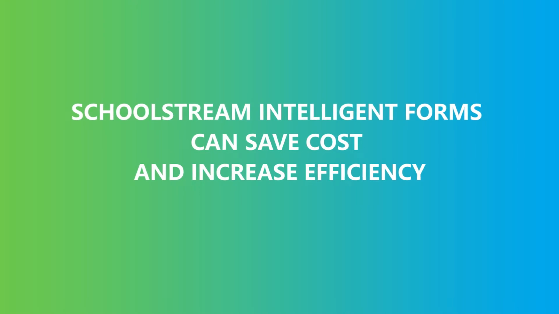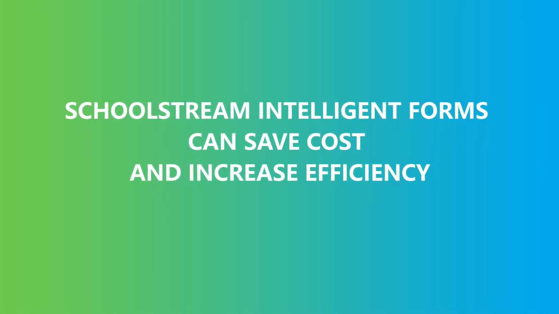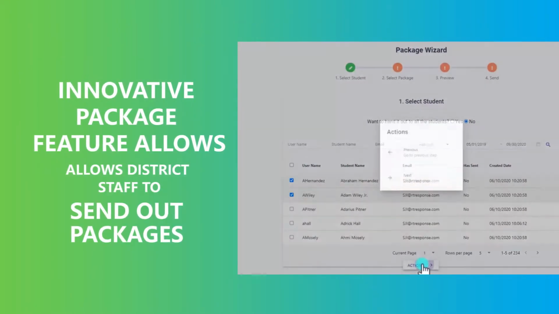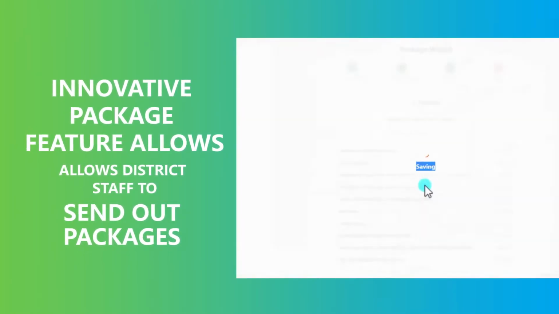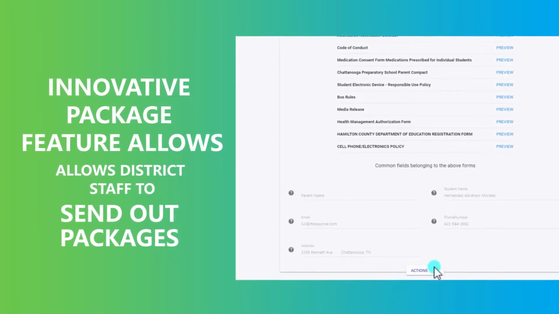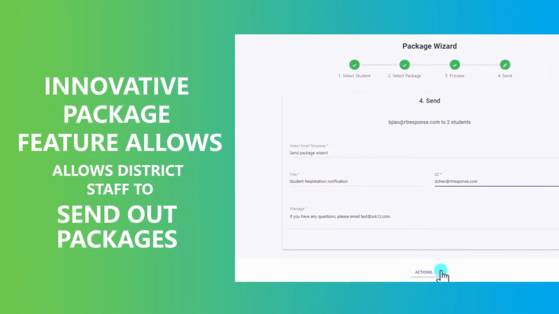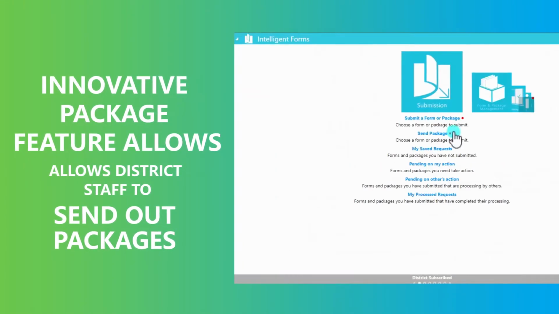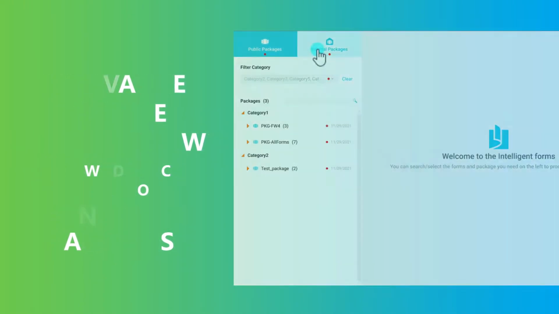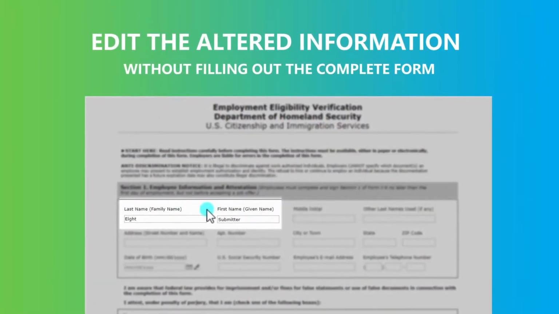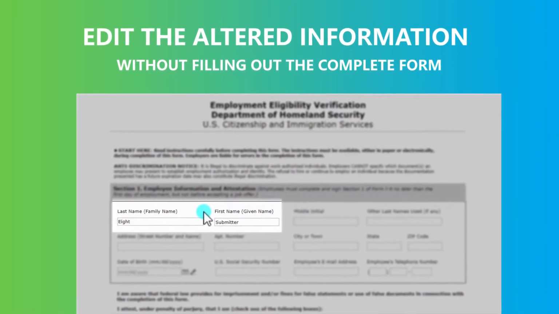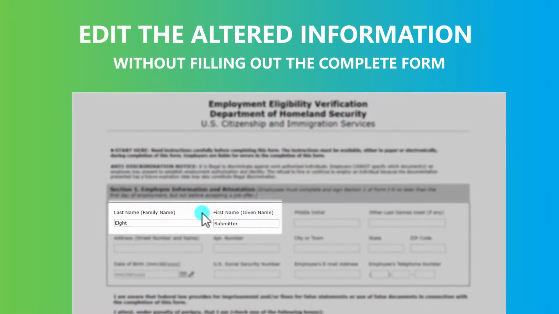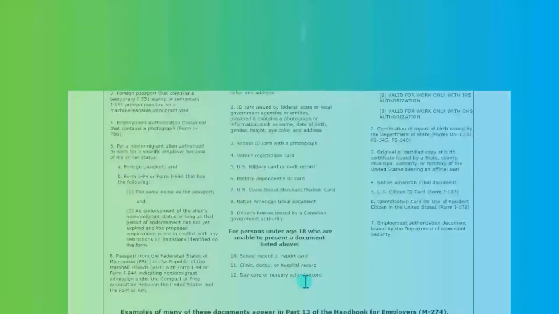Schoolstream Intelligent Forms can save cost and increase efficiency. Schoolstream's innovative package feature allows district staff to send out packages such as student information update forms, student registration forms, new staff onboarding forms, staff exit forms, and staff information update forms with pre-populated information. The recipient only needs to edit the altered information without filling out the complete form. It automates the process, saves time filling in forms, and reduces paper and mailing costs.